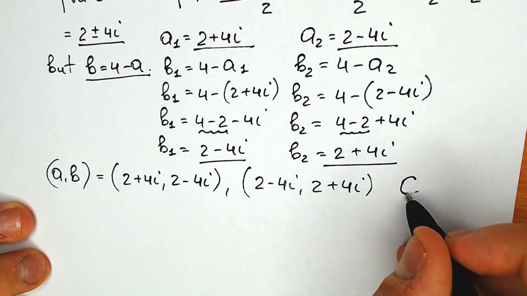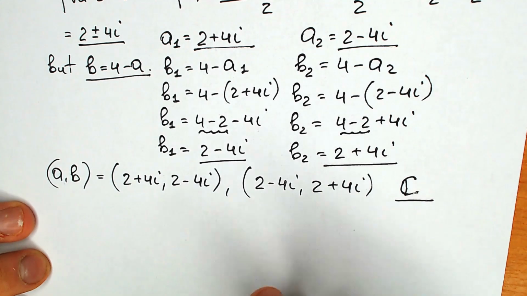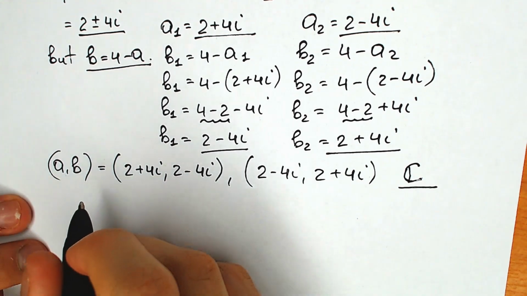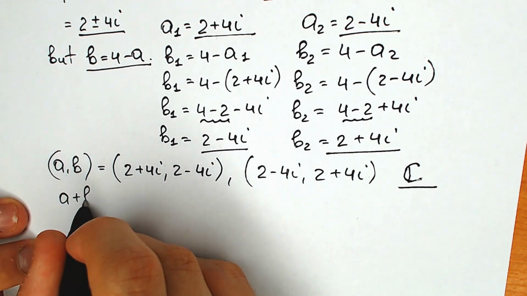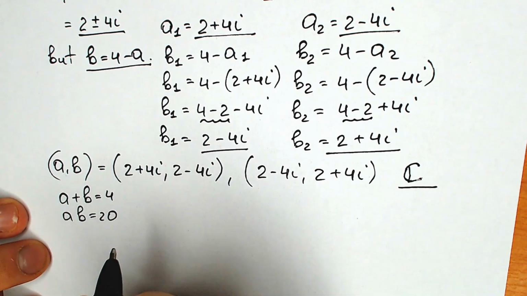These are our complex roots, so you don't have real number roots. But let's check it real quick. First of all, in the beginning, we had that a plus b equal to 4 and ab equal to 20. Let's start, for example, with addition.